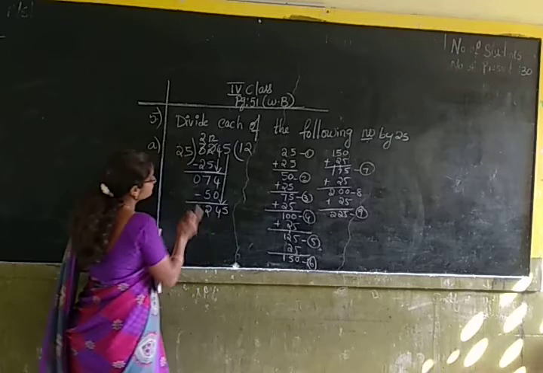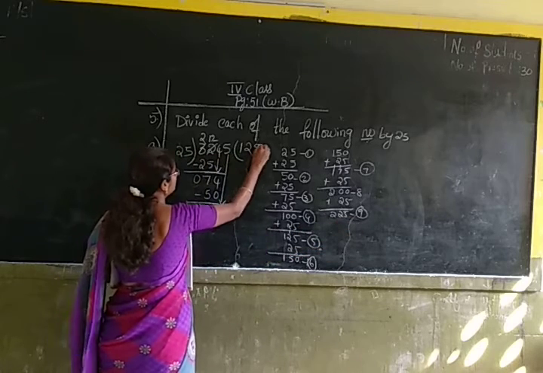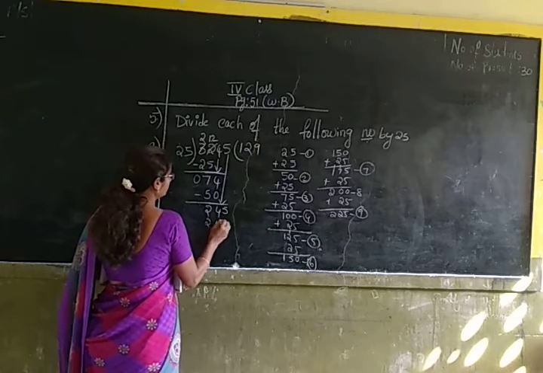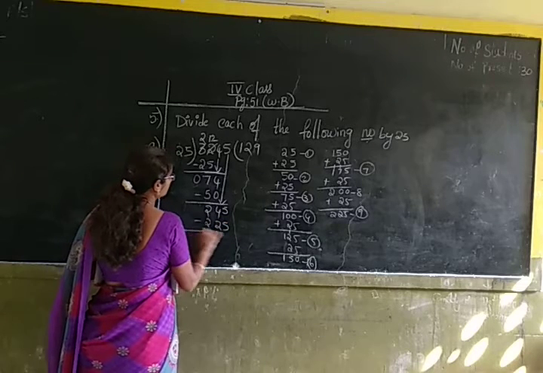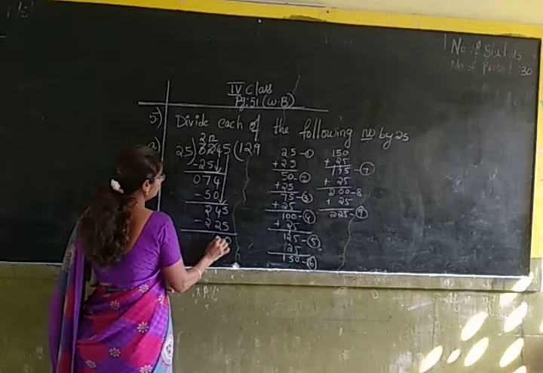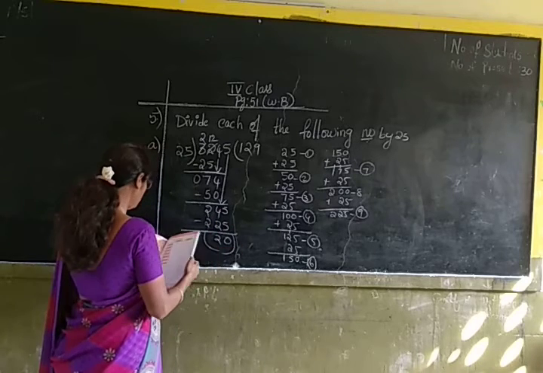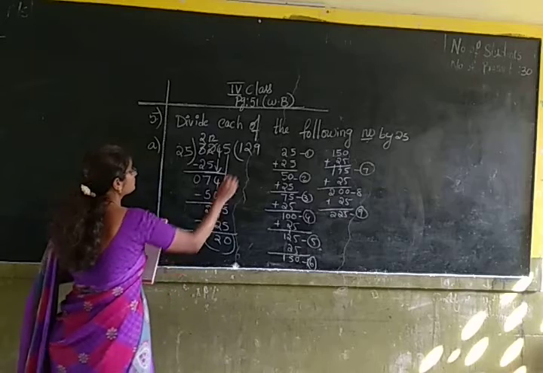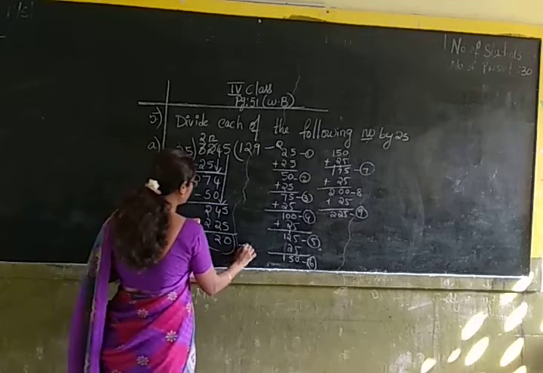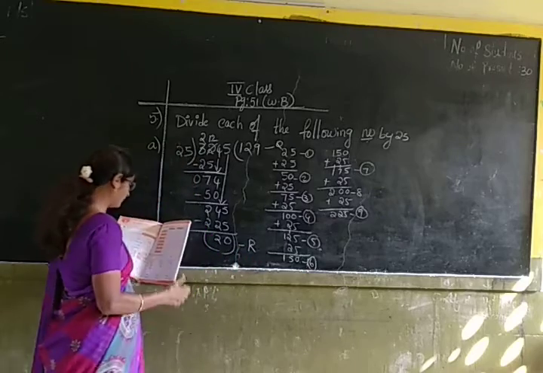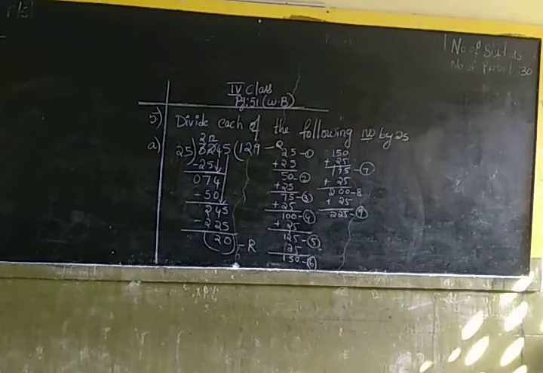How many times does 25 go in 245? 25 goes 9 times in 245. So it is 225. 5 minus 5 is 0. 4 minus 2 is 2. Here the quotient is 129 and the remainder is 20. Okay children.